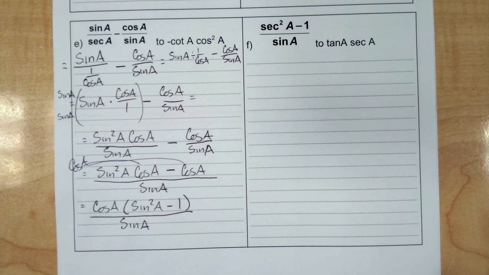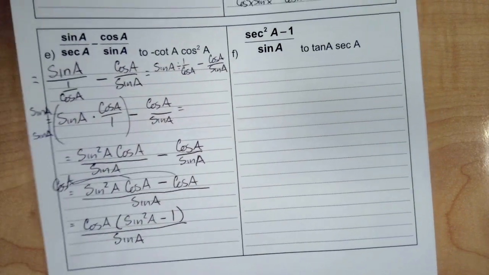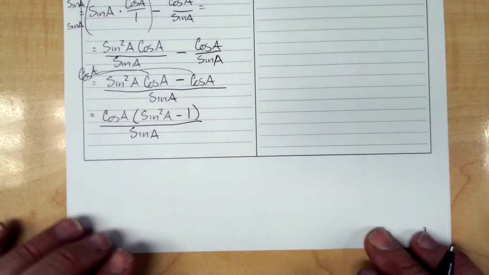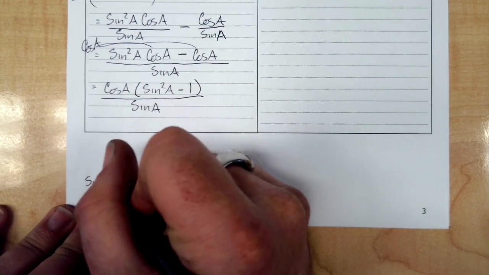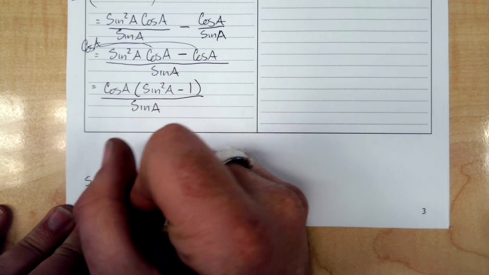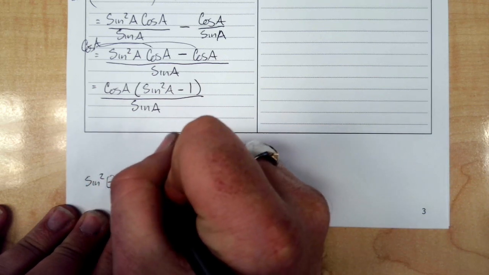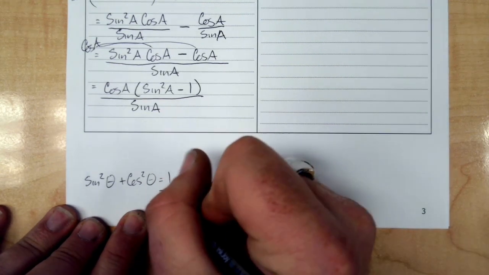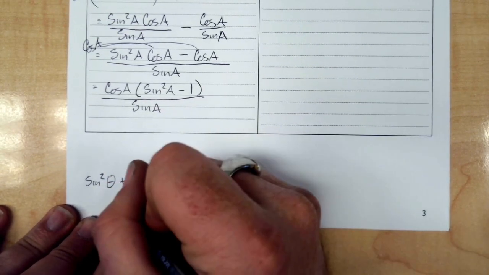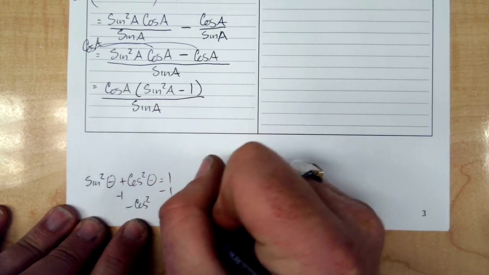Now, the sine squared of A minus 1 isn't exactly one of our rules, but we can change some of what we've got to create a value. Since we know, let's do this down at the bottom, that the sine squared of any angle plus the cosine squared of any angle equals 1, I can subtract 1 from both sides. I'm also going to subtract the cosine squared from both sides.